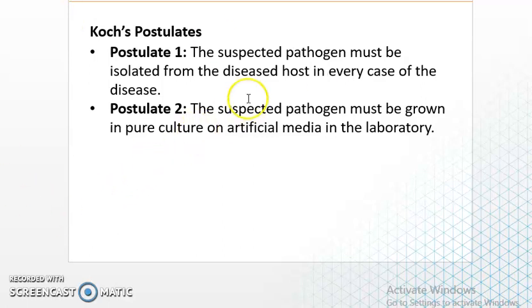The second step: the suspected pathogen must be grown in a pure culture or artificial media in the laboratory. So I have a clean and clear version. I have a clean one, so I don't have any contaminations. Maybe this contamination is the reason for the disease, not the virus itself. So we are growing the virus in a pure culture to make sure this virus or this pathogen or this microorganism is the reason for the disease.